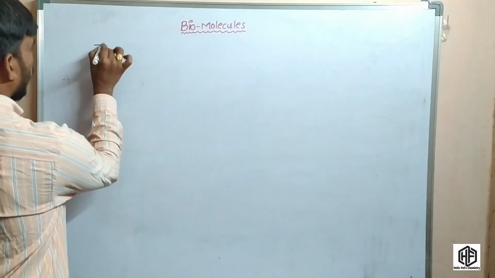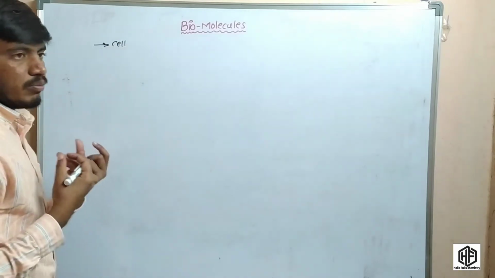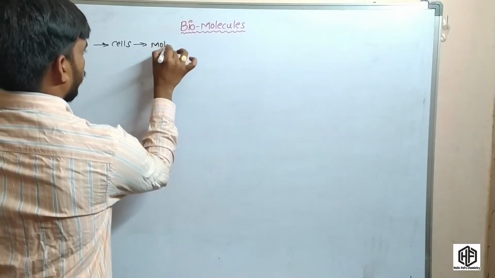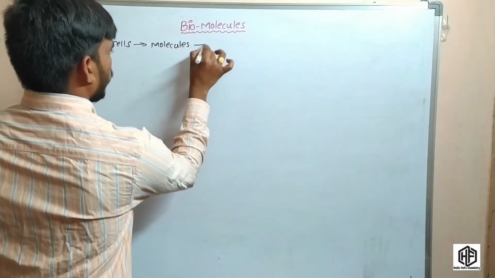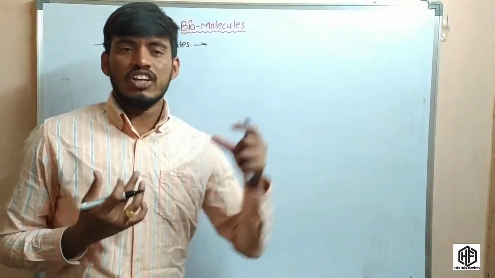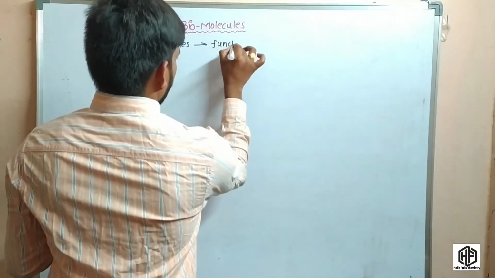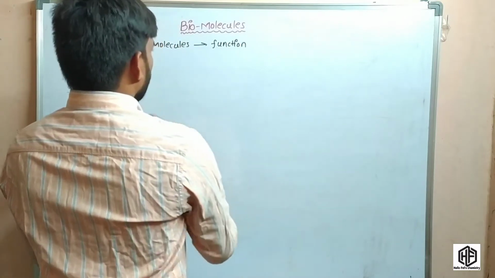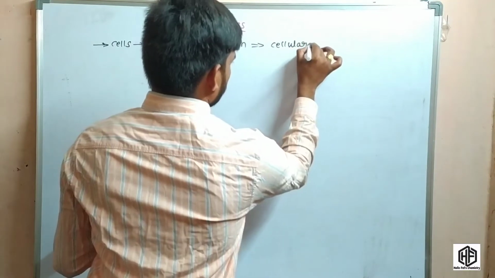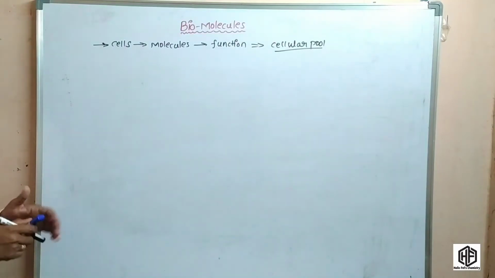The living system contains cells, and these cells contain molecules. These molecules perform different types of functions in the living organism. These are nothing but the cellular pool. The name suggests that it is the pool present in the living system.